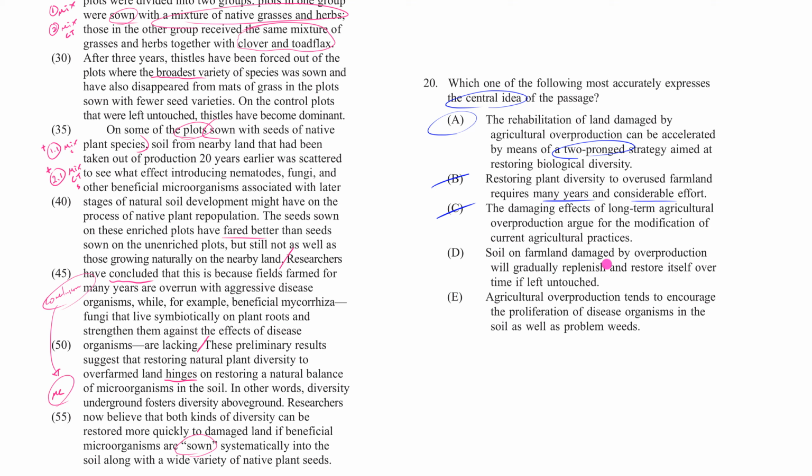D says soil on farmland damaged by overproduction gradually replenishes, restores itself if untouched. Yeah, that's true, but it's not fast enough. The whole point is to accelerate. This is what's generally believed to be true according to the first paragraph, but we want it to be faster. E says agricultural overproduction tends to encourage the proliferation of disease organisms in soil as well as. Yeah, again, true, but this is just stating part of the issue. We're trying to overcome this.